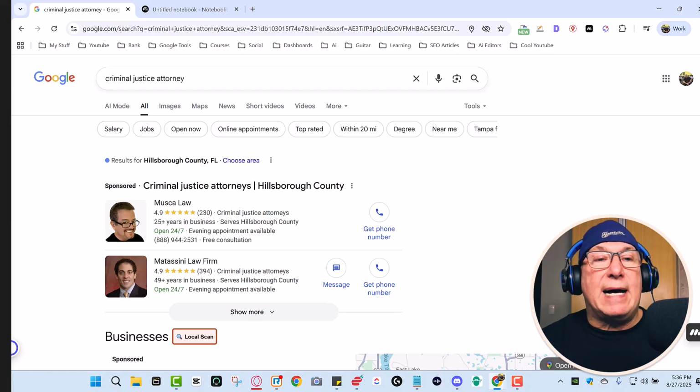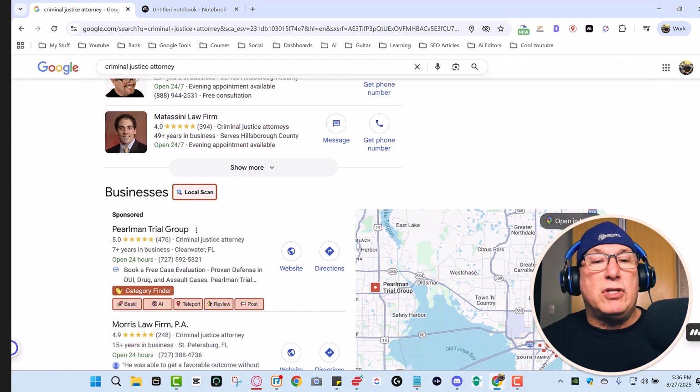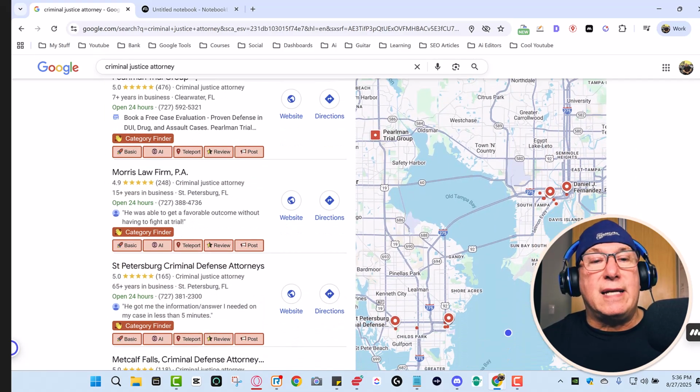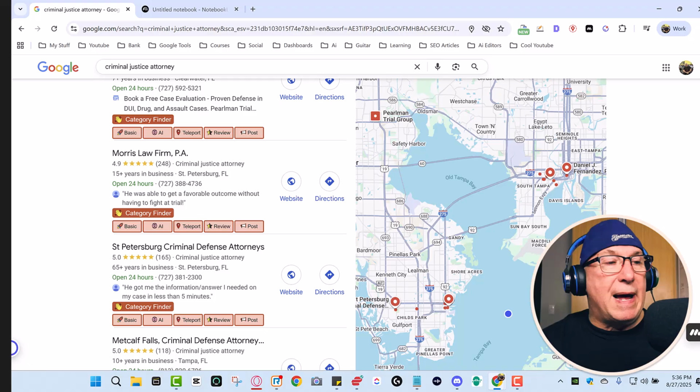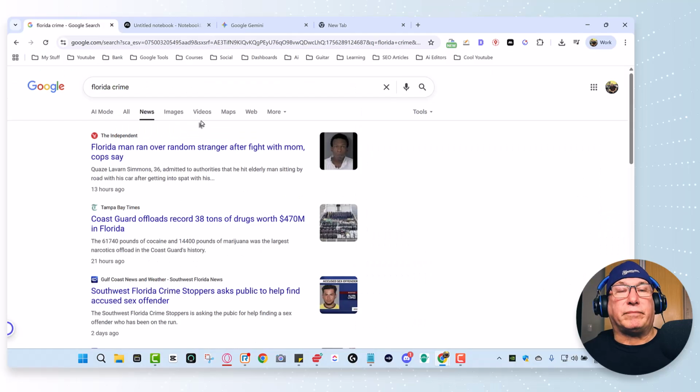So today I am using the keyword criminal justice attorney. You could be an electrician, a roofer, a plumber, a dentist, whatever you do, right? So just to be clear, this is the area that we're talking about, Google Maps, also known as Google Business Profile. This is the most clicked area on Google. You want to be here, right? So I'm going to show you today how NotebookLM could help you get ranked on Google Maps.